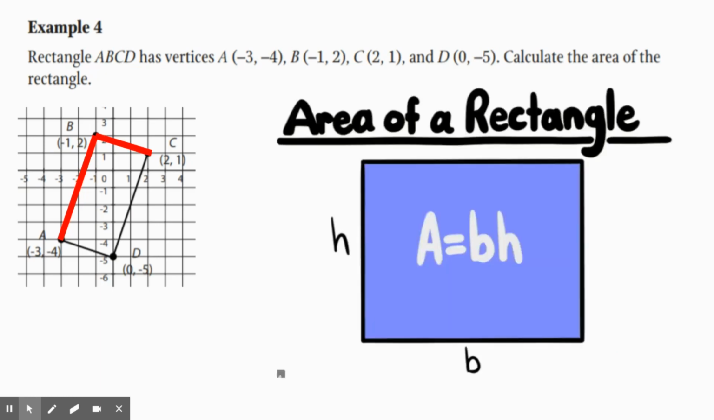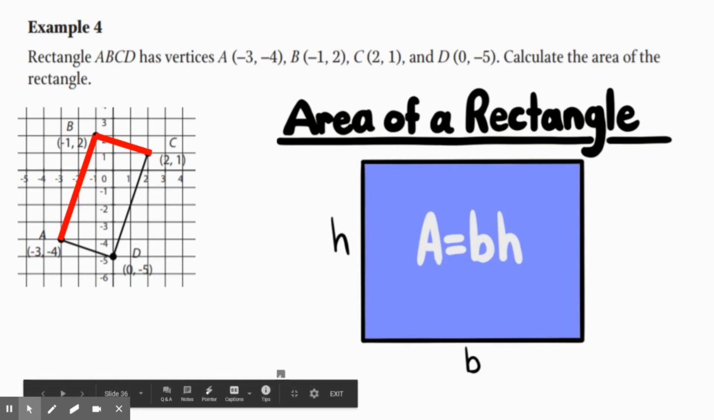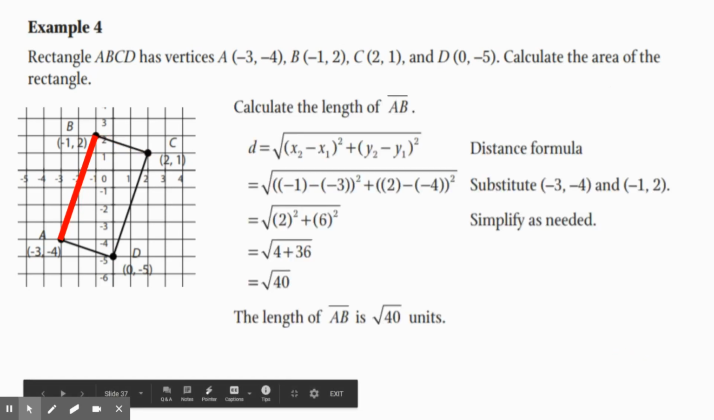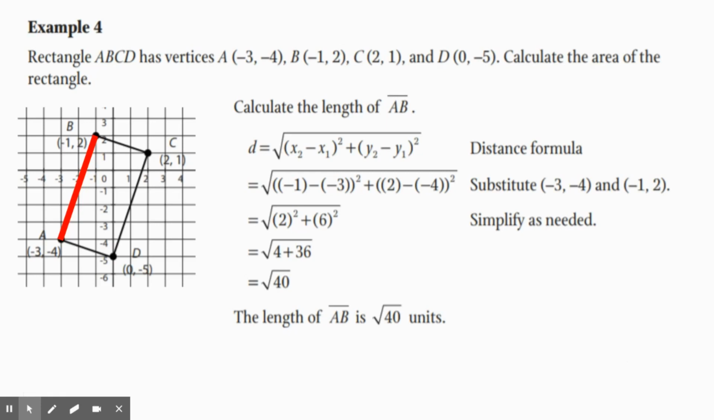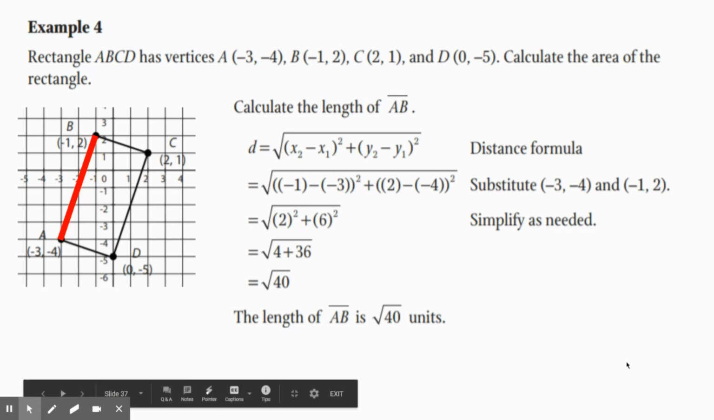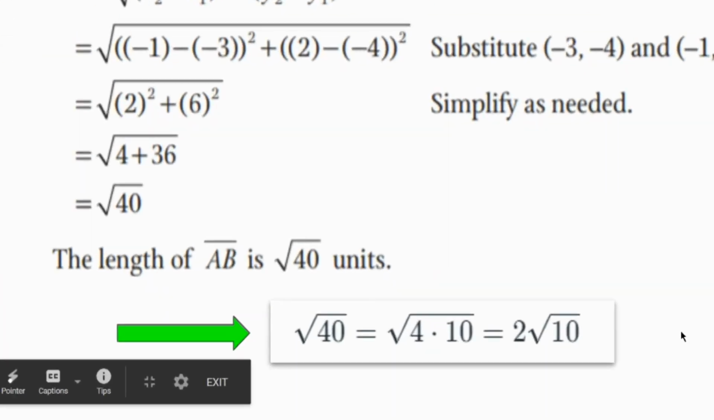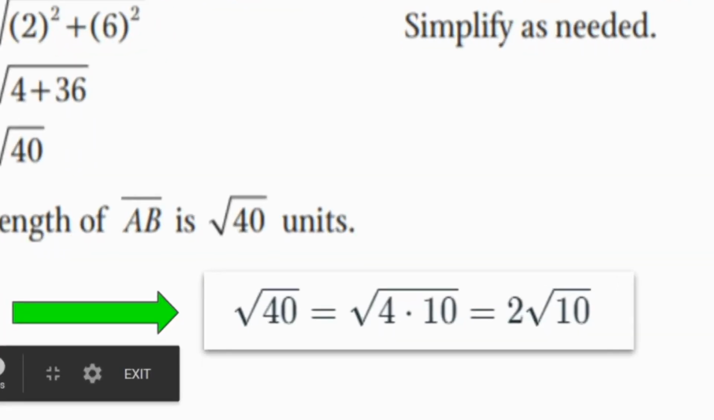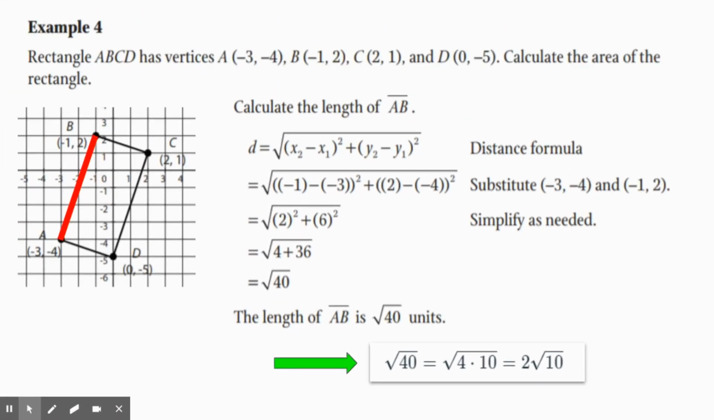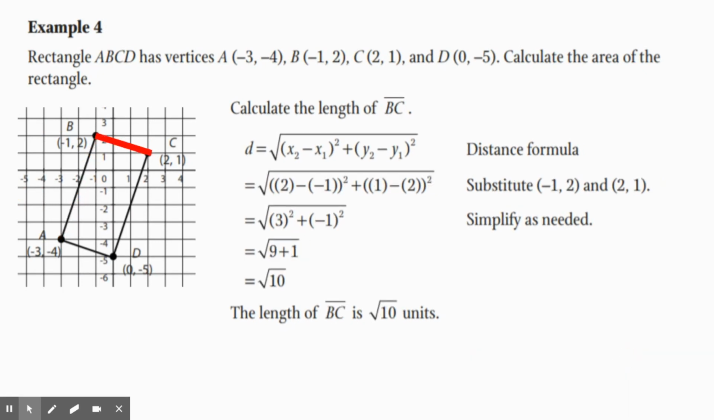The area, of course, of a rectangle is base times height. So what is the length of AB? We use the distance formula again. As you can see, I plugged in the numbers for A and B, and I get radical 40, which, of course, as you know, we should simplify. It's actually 2 radical 10, right? And then we'll find the length of BC. Again, distance formula, I'm getting radical 10.